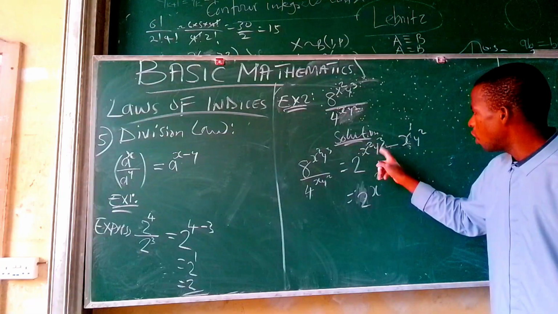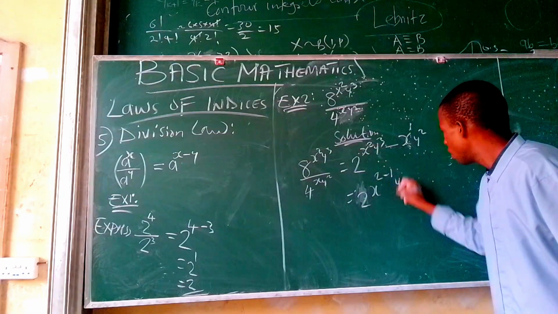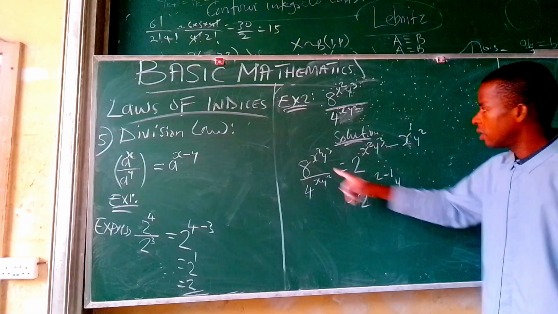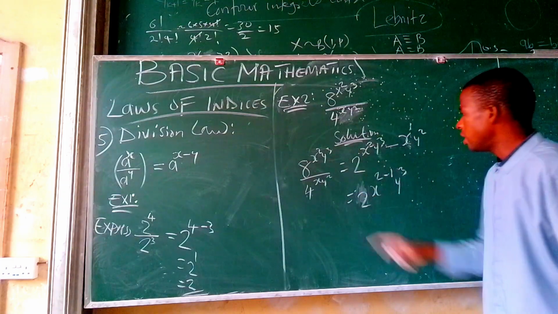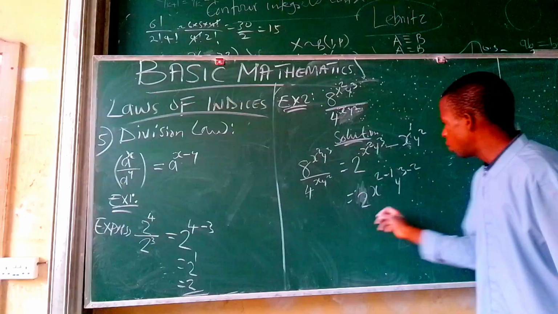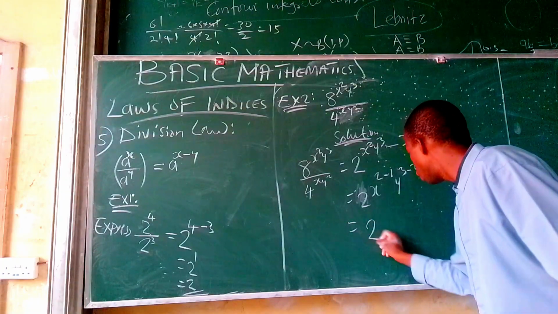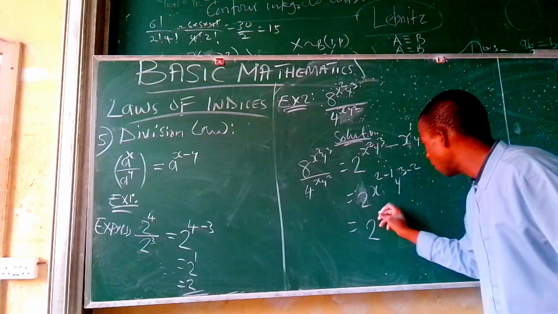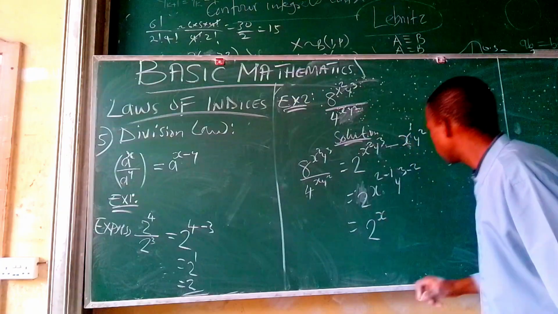Then we have y. The first y is raised to the power of 3. Then the second y is raised to the power of 2. Subtract, minus 2. At this point in time, we're going to have x raised to the power of this, which is going to give us x, y.